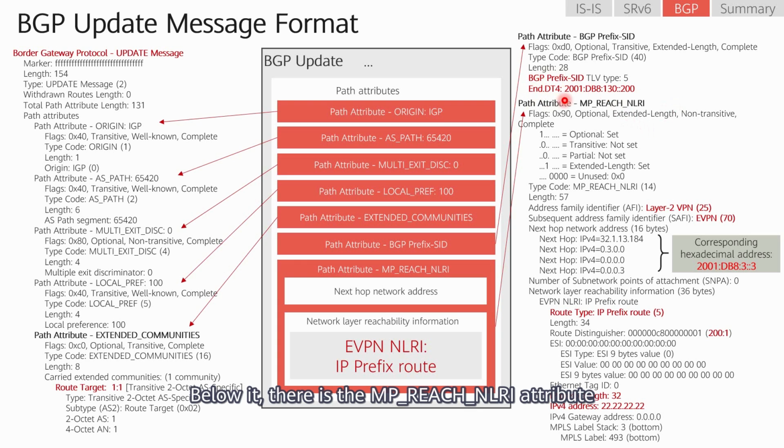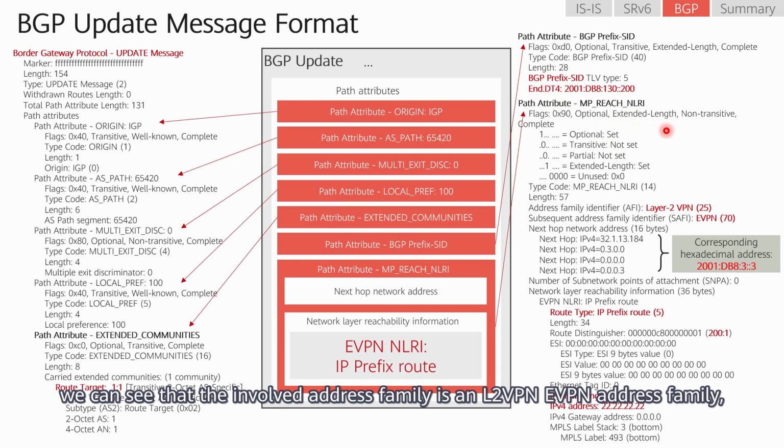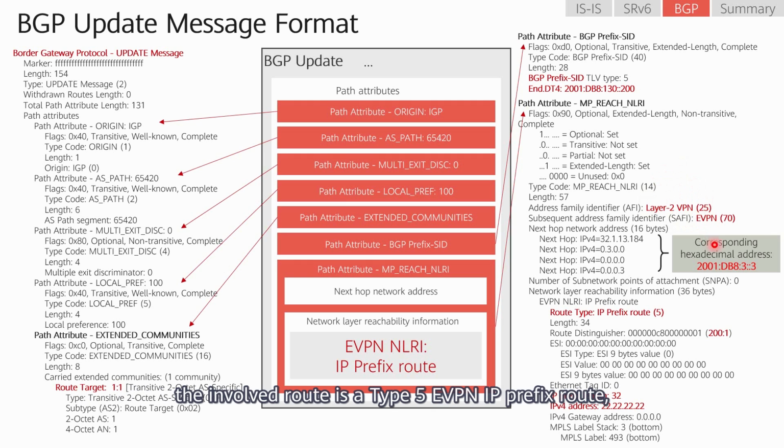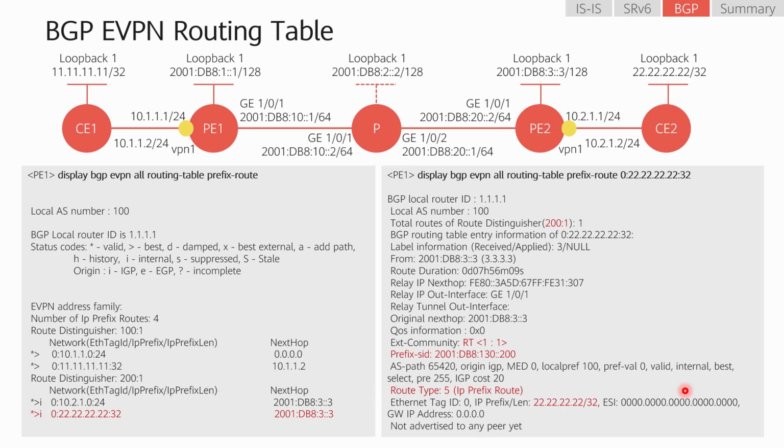Below it, there is the MP_REACH_NLRI attribute carrying EVPN network layer reachability information, referred to as NLRI. In this attribute, we can see that the involved address family is an L2VPN EVPN address family. The involved route is a Type 5 EVPN IP prefix route, and the route carries RD information. The prefix and prefix length of the route are also displayed.